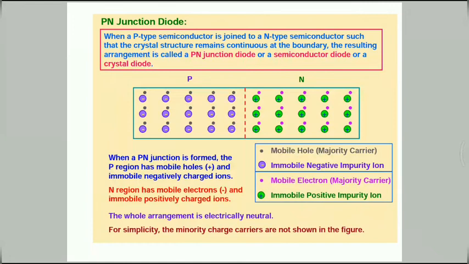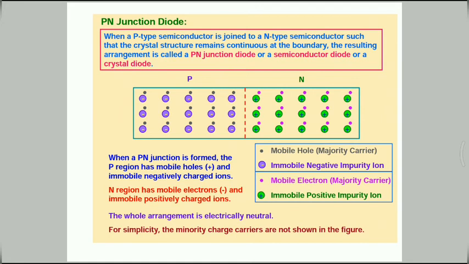It is an arrangement made by a close contact of N-type semiconductor and P-type semiconductor. There are various methods of forming a PN junction diode. Okay, so, formation of the depletion region. In N-type semiconductor, the concentration of electrons is more than that of holes. Similarly, in P-type semiconductor, the concentration of holes is more than that of electrons.